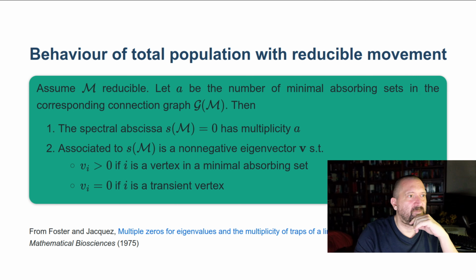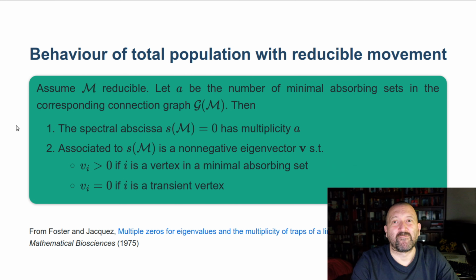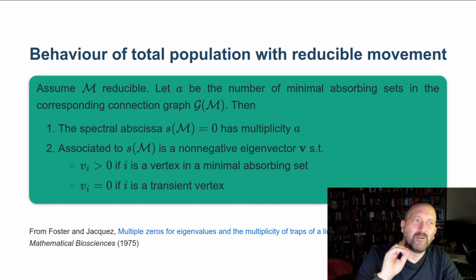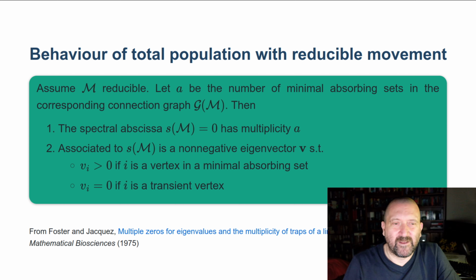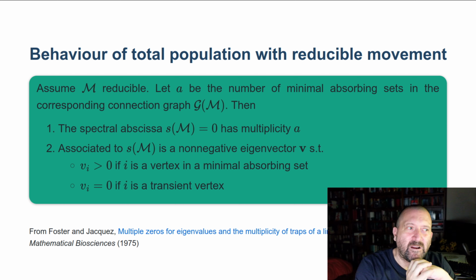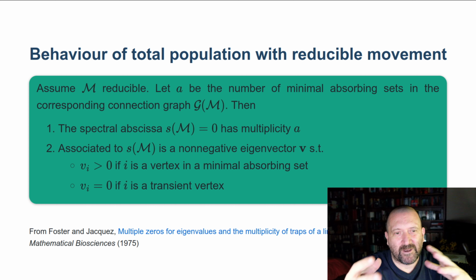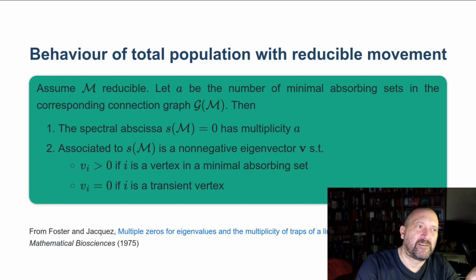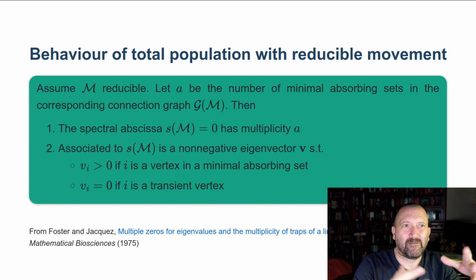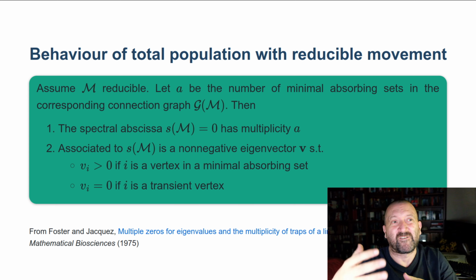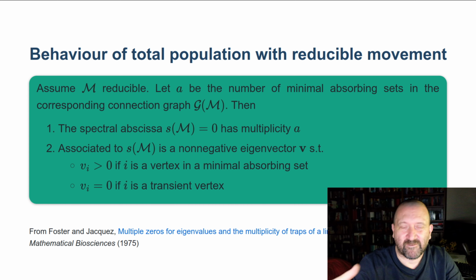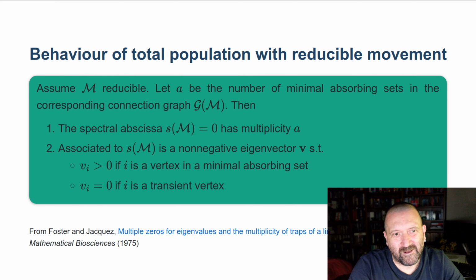Now, in the case where we have reducible movement, that means the graph is not strongly connected. So in my graph there are strong components, so the movement matrix is reducible. I'll remind you that there is an analogy between a matrix being reducible and the connection graph being not strongly connected, and a matrix is irreducible if and only if the connection graph in this case is strongly connected.